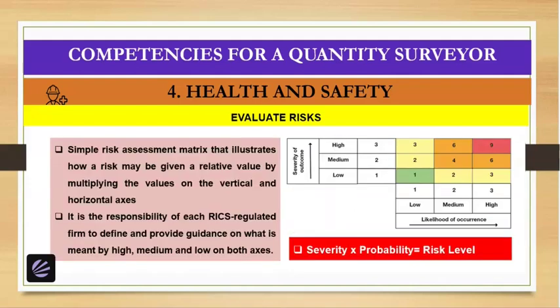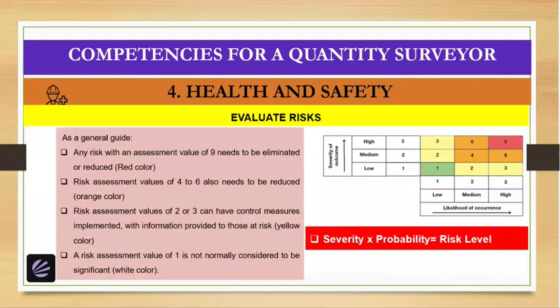This is a simple risk assessment 3x3 matrix. The red line represents a risk which has to be eliminated or reduced. The risk assessment values in orange from 4 to 6 have to be also reduced. Values from 2 to 3, which are in yellow, mean you can have control measures implemented with information provided to those at risk. And the last one, which is an assessment of 1, is not normally considered to be significant.